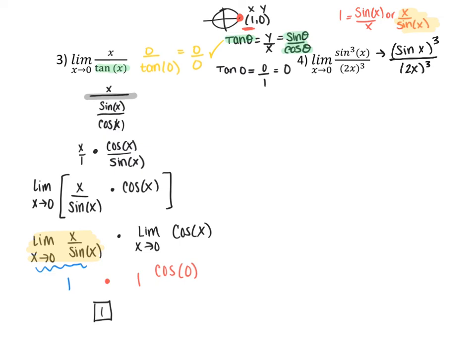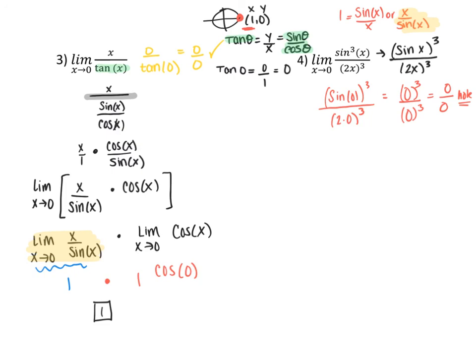So we're going to go ahead and plug in 0. So we have sine of 0, this whole thing to the third. And then we have 2 times 0, this whole thing to the third. So we know that sine of 0 is 0. So 0 to the third over 0 to the third. So again, we have 0 over 0. So we have a hole. So now we have to play a game of simplifying this.